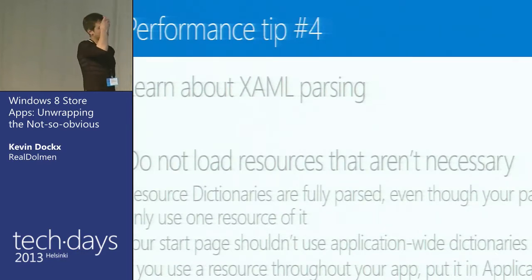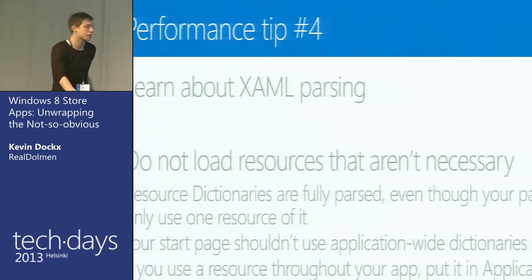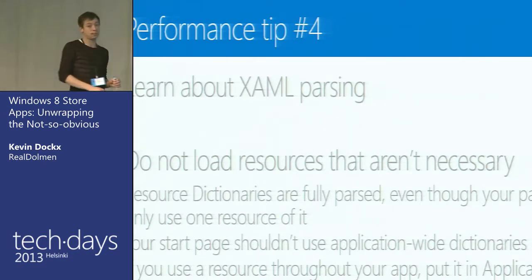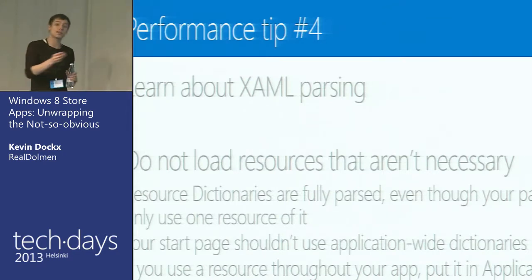And then XAML parsing, of course. Your UIs are built in XAML, and there's a lot of stuff about this that can go wrong, actually. But there are a few good tricks. First one, do not load resources that aren't necessary. Might seem obvious again. I tend to put everything in resource dictionaries. Actually, I used to put everything in one huge resource dictionary. Thing is, when your application starts up and you use one resource from that resource dictionary, the complete dictionary gets parsed. That's typically not something you'd want, especially not at application startup.